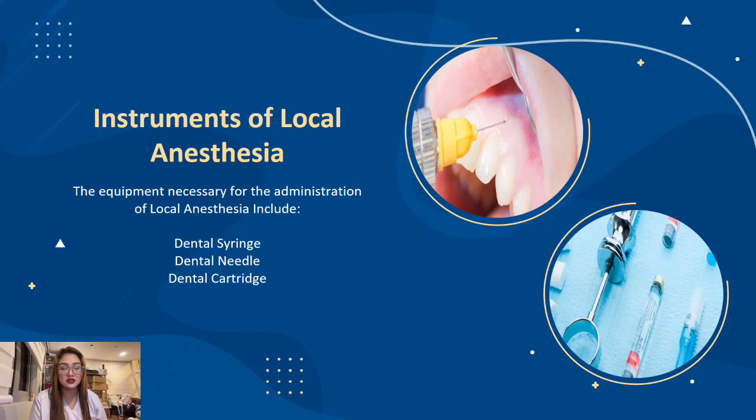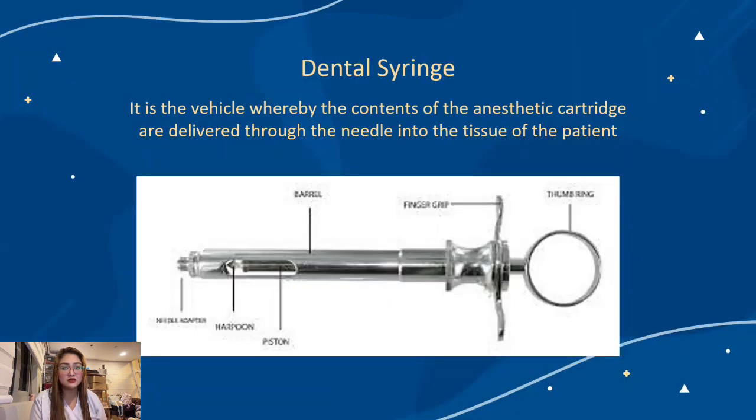Instruments for local anesthesia. The equipment necessary for the administration of local anesthesia includes the dental syringe, dental needle, and dental cartridge. The dental syringe is the vehicle whereby the contents of the anesthetic cartridge are delivered through the needle into the tissue of the patient.